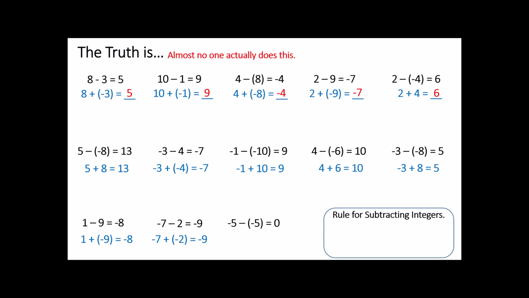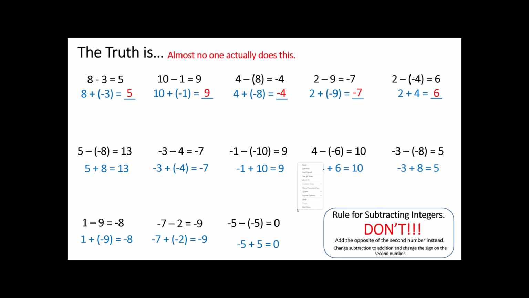Here's what we're going to do. Our rule for subtracting integers is this. Don't. Nobody subtracts integers. Instead, you want to add the opposite of the second number, or change your subtraction to addition and change the sign on the second number. By the way, this one here works out the same way, and notice that it does become a 0.